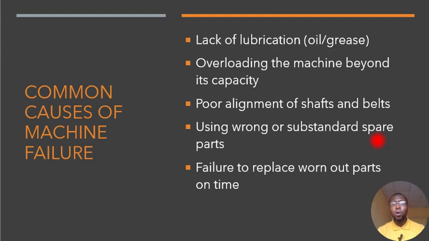All right. Common causes of machine failure. Number one, lack of lubrication. When machines are not regularly lubricated, they can fail. Secondly, when the machine is overloaded beyond its capacity. Every machine has its capacity, so when you overload a machine beyond its capacity, it can also fail. Poor alignment of shaft and belt can also cause failure of the machine. Using wrong or substandard spare parts that are not made for that machine can destroy it. And lastly, failure to replace worn-out parts on time can also cause failure of the machine.